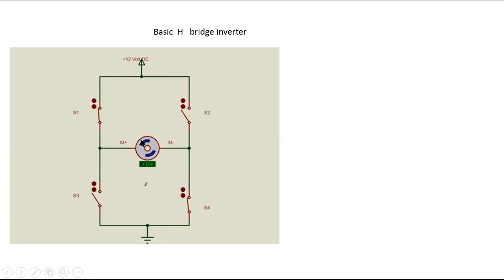So the motor rotates in one direction, and I want to rotate the motor in another direction. So what am I going to do? I'm going to open S1 and S4, and these 2 are closed. Then the motor rotates in the opposite direction.